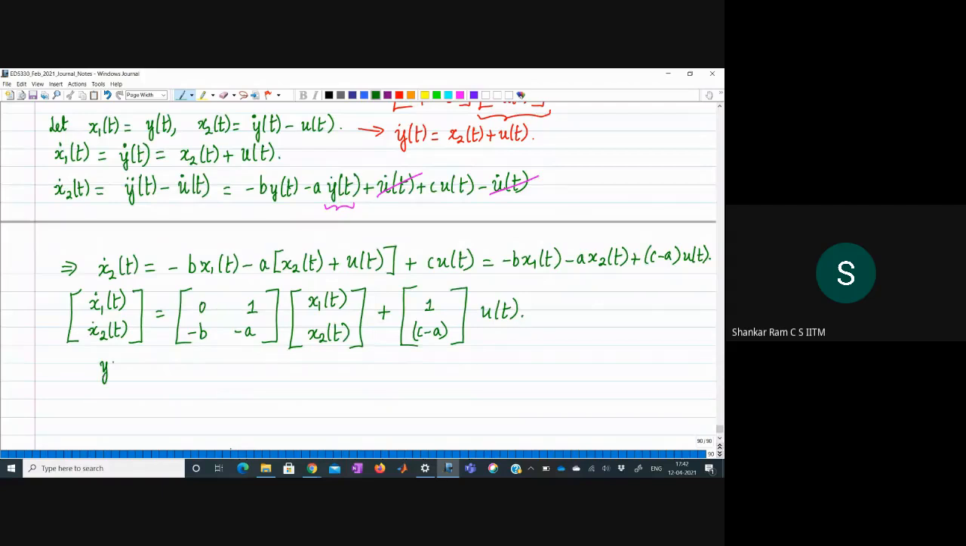And what about the output equation? Y of t will be equal to x1 of t, and that can be obtained by taking the dot product of 1, 0 with the state vector, x1 and x2. Okay, so this is what you would have. All right. So you can see that now we have put the governing equations in our standard state space form.